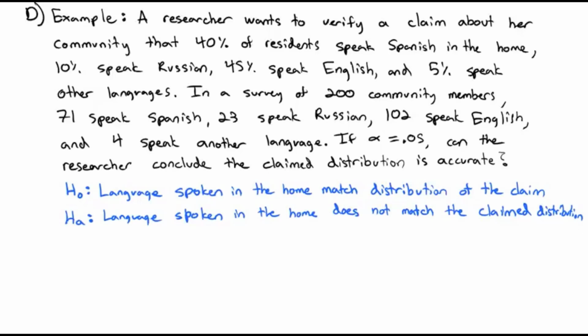And we said with the chi-squared, we are almost always dealing with a right-tailed test. We end up more in the right tail, the more different we are from the distribution. The distribution itself is a chi-squared distribution, and we'll do a little subscript for the number of degrees of freedom. We've got Spanish, Russian, English, and other. 4 languages. The degrees of freedom is always 1 less than the number of categories. So we have 3 degrees of freedom.